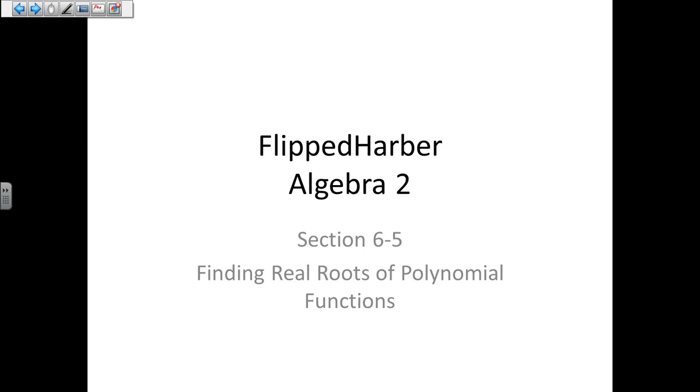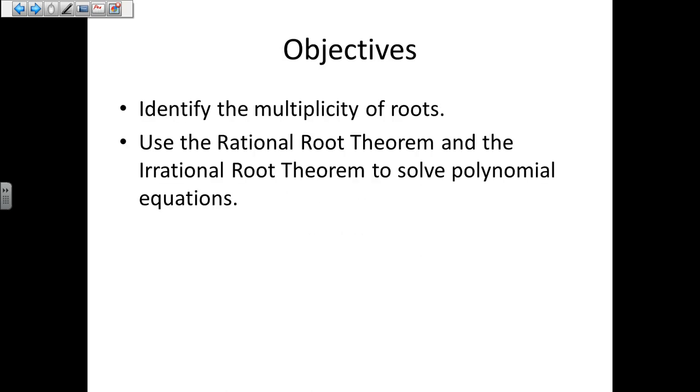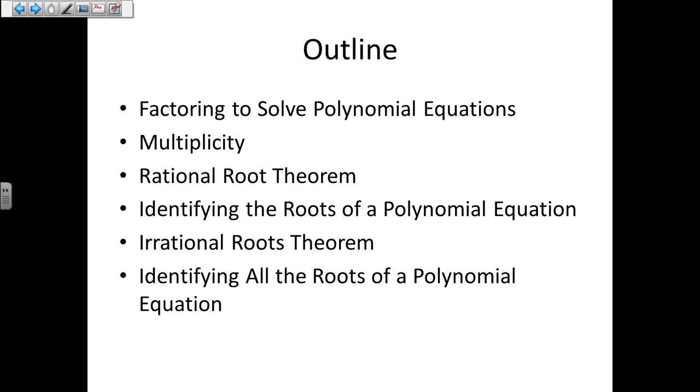In this video we're going to cover section 6.5, finding real roots of polynomial functions. Here are our objectives for this lesson: to identify the multiplicity of roots and to use the rational root theorem and the irrational root theorem to solve polynomial equations.